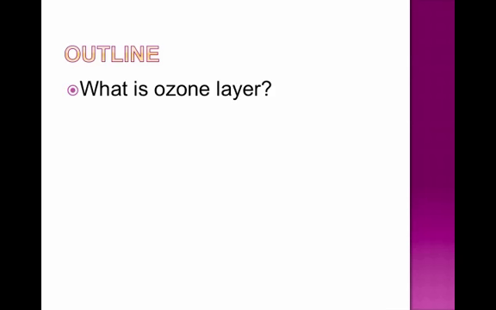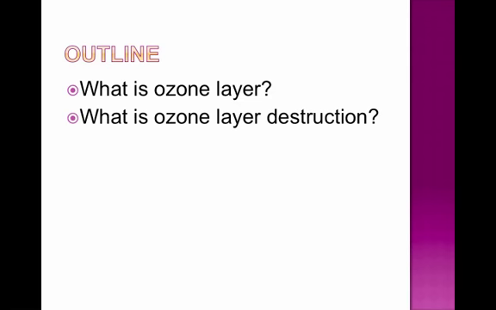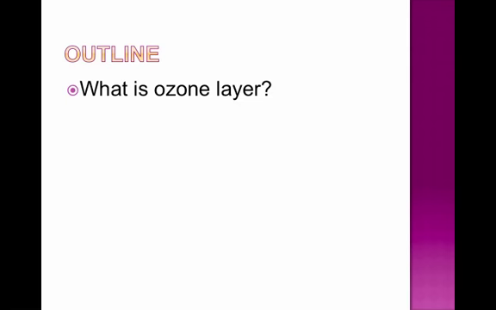Outline. What is the ozone layer? The atmosphere is divided into 5 layers: troposphere, stratosphere, mesosphere, thermosphere, and exosphere. The ozone layer is a deep layer in the stratosphere, which is mainly composed of ozone. The stratosphere is located directly above the troposphere, 10 to 50 kilometers above the planet.